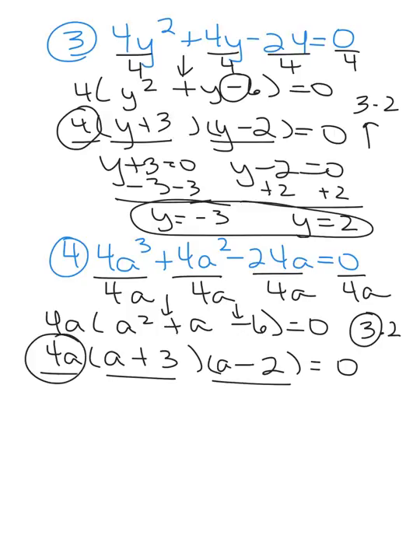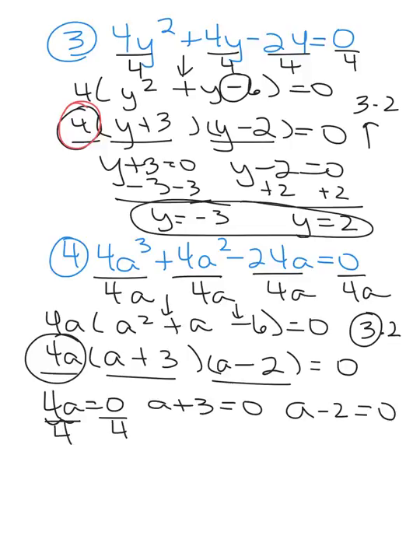Because of this first monomial, I can actually set 4a equal to 0 because I do have a variable there. I have a. In number 3, I did not have a variable. I just had 4. And like I said, you can't have 4 equal to 0 because 4 is equal to 4. But in number 4, I can say 4a could be equal to 0. I'm going to set a plus 3 equal to 0 and a minus 2 equal to 0, and I'll solve for a. In my first monomial, I'm going to divide both sides by 4 to isolate my variable, and a is equal to 0.